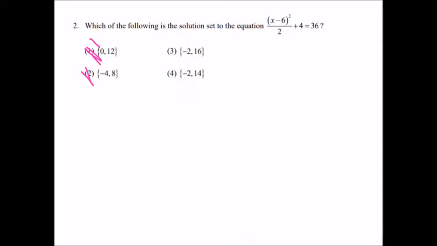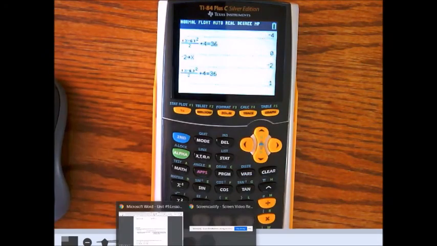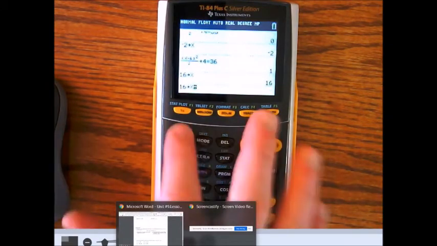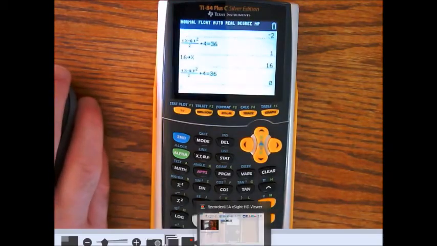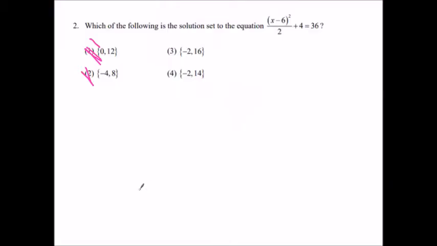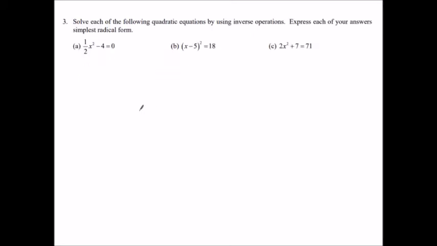So now let's test 16. 16 doesn't work, so that must mean that it's choice number 4. Now if you wanted to, you could go on and test 14, but pretty sure that's going to work.